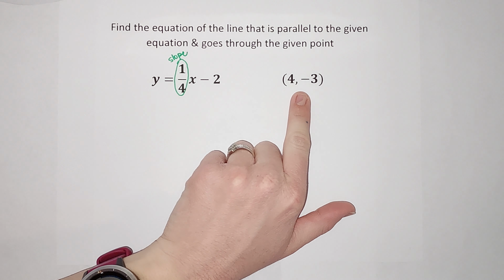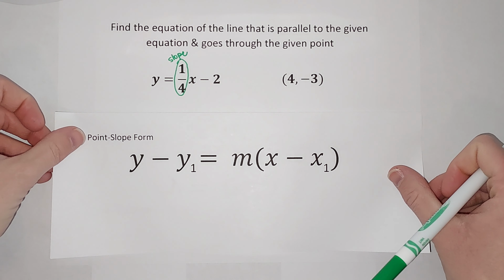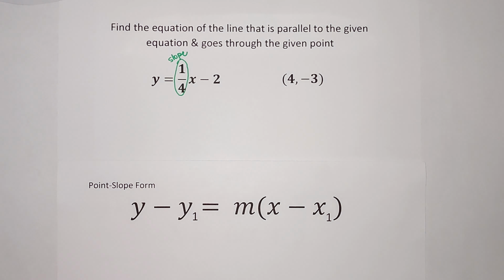I have my slope and I want it to go through this point. So I have a point and a slope. So I'm going to use, guess what? Point slope form, okay? We're going to find this equation that is parallel to this one and goes through that point, and then we're going to graph it to make sure we did it right, okay? So stick around to the end for that.